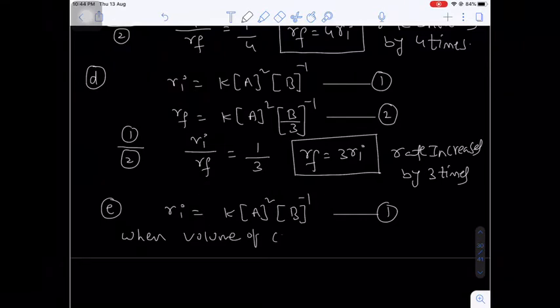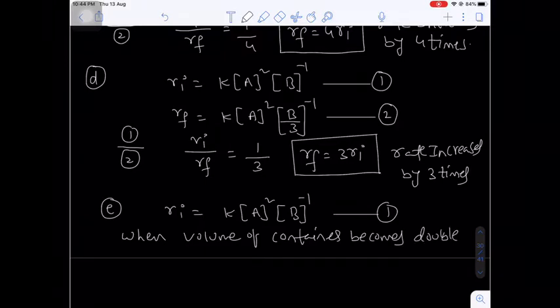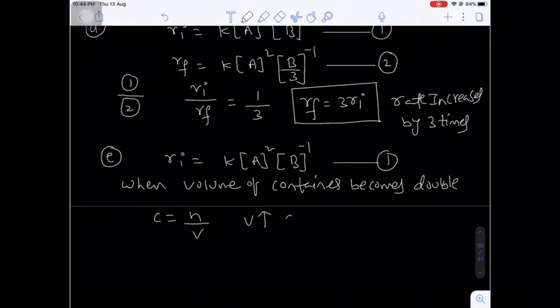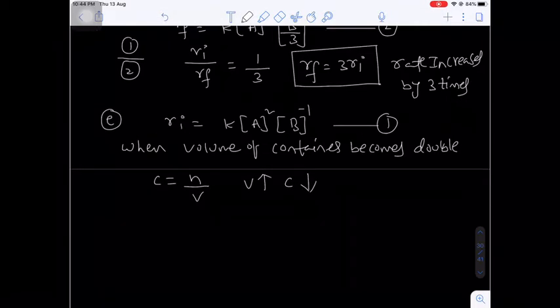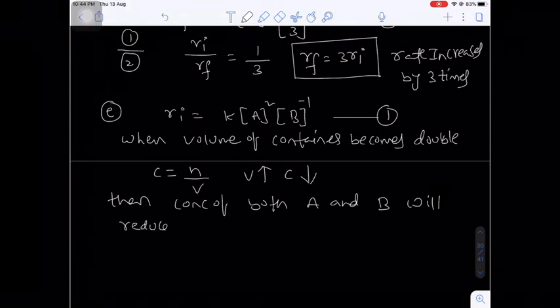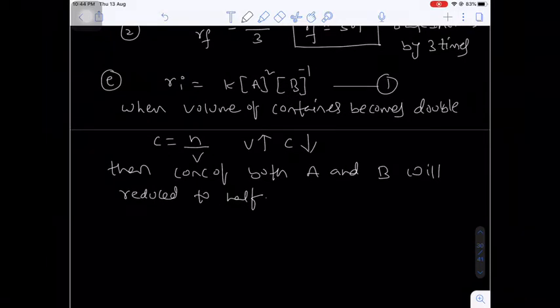When the volume of the container becomes double, do you know concentration is equal to number of moles upon volume in liter. If the volume increases, then what about the concentration? Decreases. Then the concentration of both A and B will reduce to half, because when volume doubles, concentration gets halved.